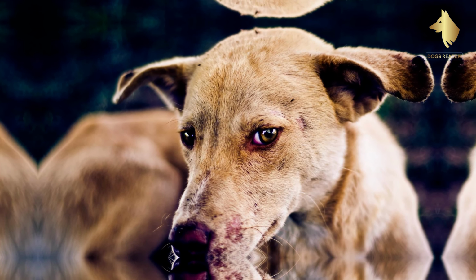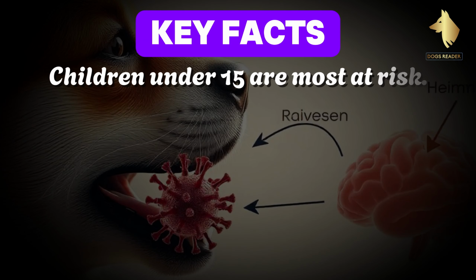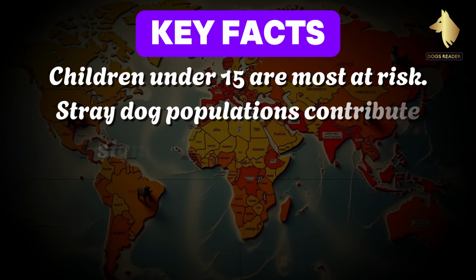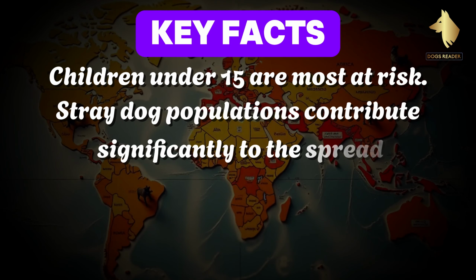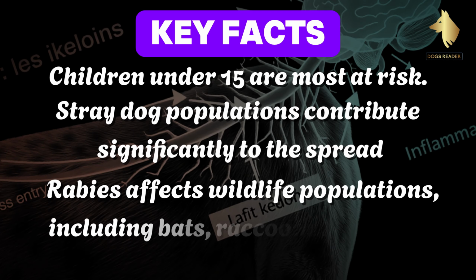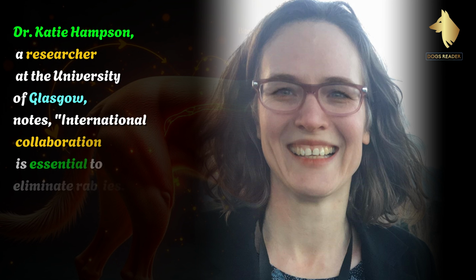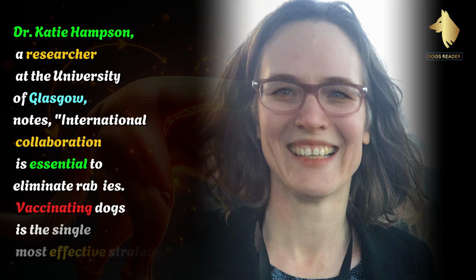Key facts: children under 15 are most at risk. Stray dog populations contribute significantly to the spread. Rabies affects wildlife populations, including bats, raccoons, and foxes. Dr. Katie Hampson, a researcher at the University of Glasgow, notes, "International collaboration is essential to eliminate rabies. Vaccinating dogs is the single most effective strategy."